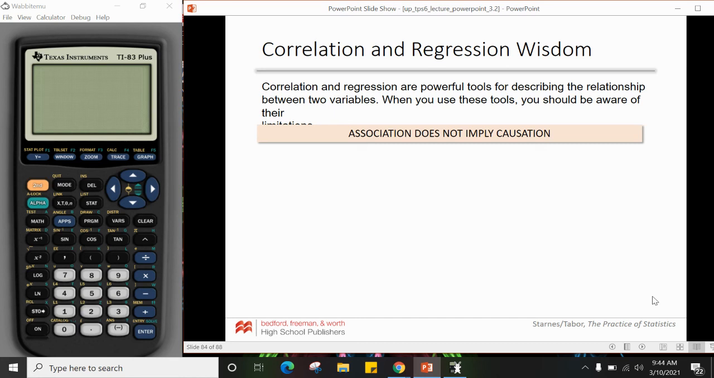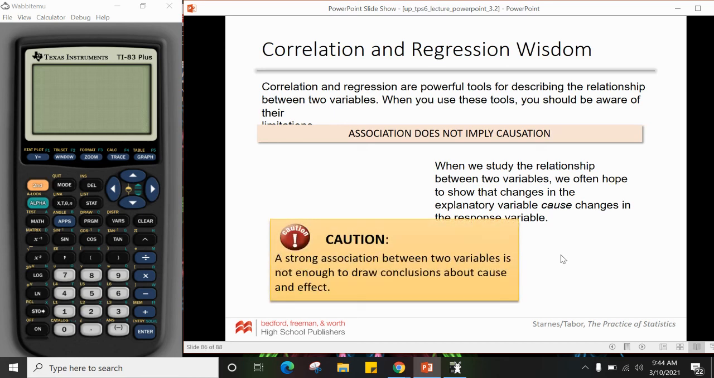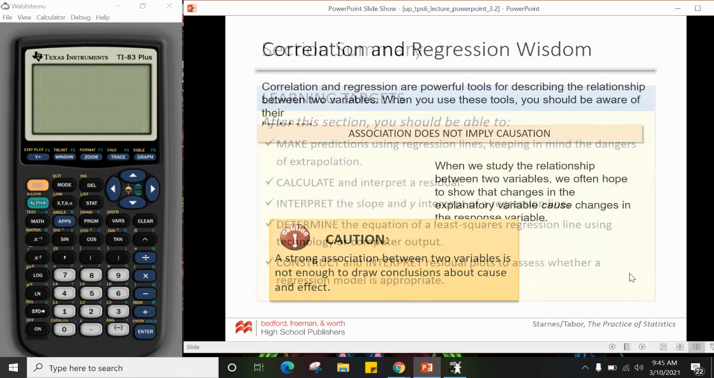Another limitation to remember: association does not imply causation. We should be super familiar with that. When we study the relationship between two variables, we often hope to show that changes in the explanatory variable cause changes in the response variable. But we cannot say that, and even a strong association between two variables is not enough to draw conclusions about cause and effect. It has to be an experiment. Just be aware of that. It does not mean that it causes anything. It just says that there's a strong association.